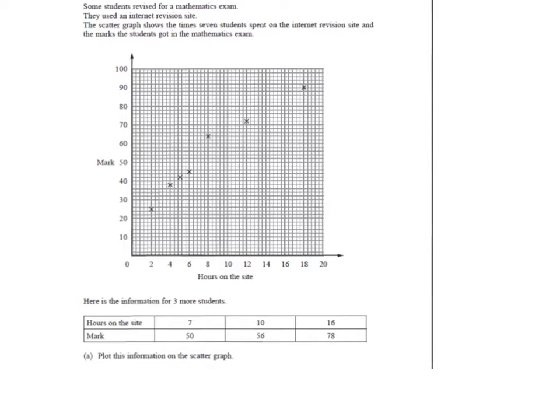So the thing we need to do is to check our axes, look at how many squares we've got between 0 and 2, and we can see that we've got 5. And look at how many squares we've got between 0 and 10, and we can see we've got 5. So if we look at the hours on the site, 7 with 50, and 7 is going to be halfway between 6 and 8, so it's going to be between the second and third mark, and then 50 is marked on.